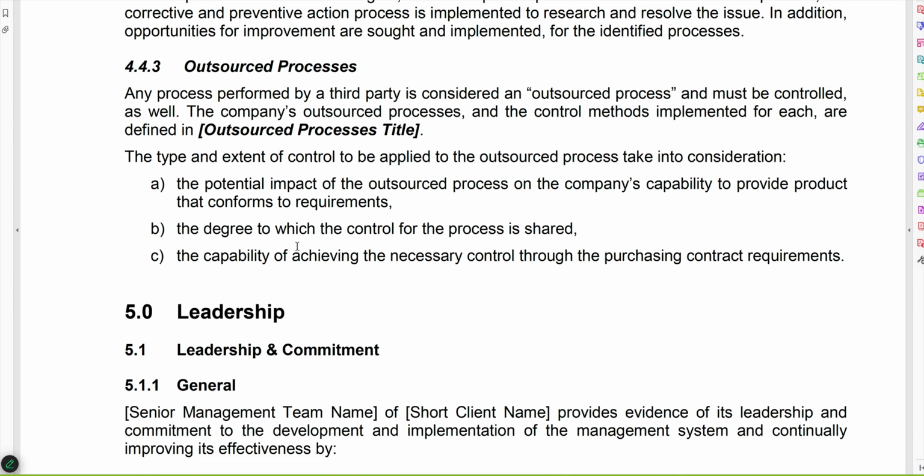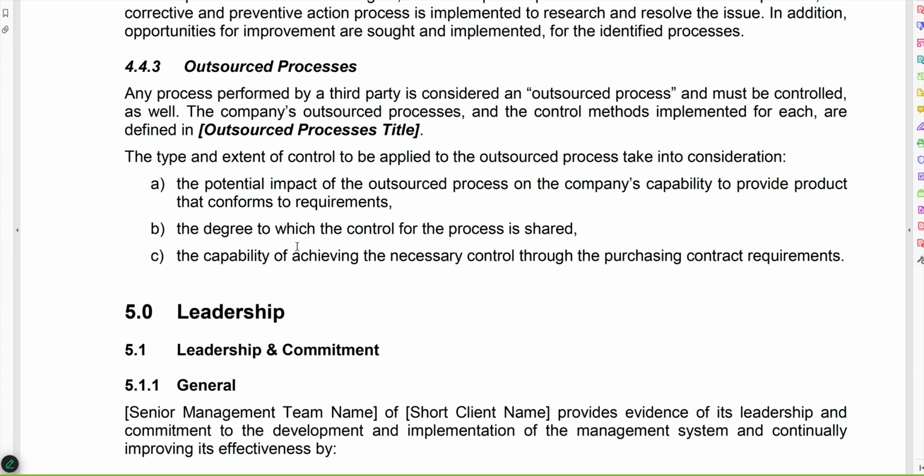Now, related to section 4.4.3 about outsourced processes, here we have to write the following. Any process performed by a third party is considered an outsourced process and must be controlled as well. This is why we share our operation procedures or SOPs, and we also share our policies with external partners as well. And external partners also share with us their SOPs, because we have to make sure that, again, both parties are in full compliance with CGMP or with the GMP.